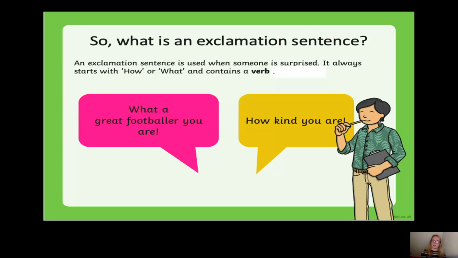Now, the 2 types of exclamation sentences are formed in different ways, so they have different parts that make them up. So could you pause the video and have a quick look? What parts do you need in an exclamation sentence starting with what?